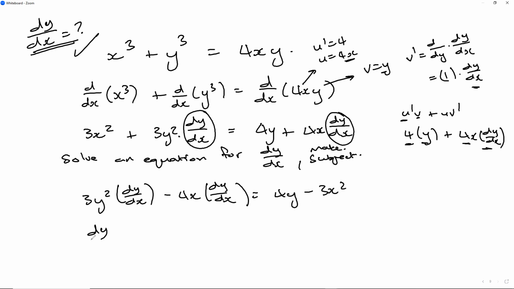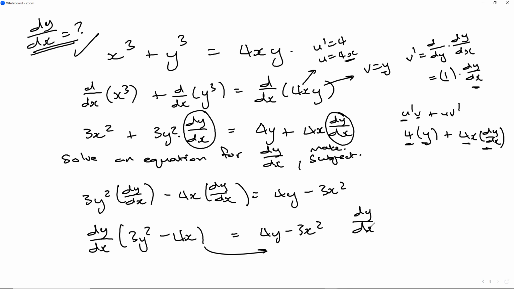And now I'm going to factorize this out. So we've got 3y squared minus 4x, that's equal to 4y minus 3x squared. And then I'm going to divide at the bottom, getting me dy dx equals 4y minus 3x squared over 3y squared minus 4x. Alright, I'll give you a second to just digest it. So that's my final answer there. And I've now found the derivative. That would be it.